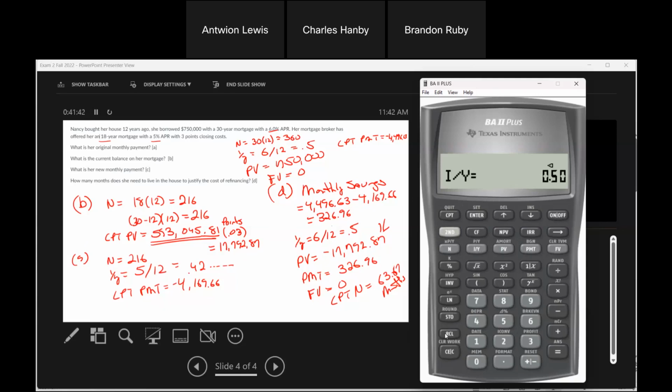So let's just go through everything. Recall PV, that's my points. I enter it as a negative. Recall payment, it's my savings. My future value is 0. So it's going to compute 63.67. So that's months. If I wanted to convert it to years, divide by 12, you get 5.31 years.